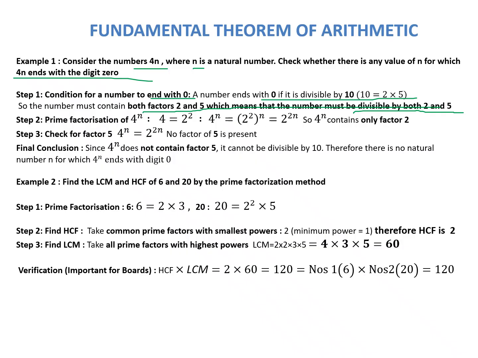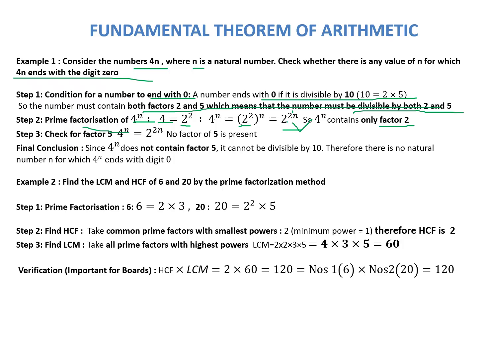Step 2: we have to do the prime factorization of 4^n. We can express 4 in the form of prime factorization as 2 into 2, because we start with the smallest prime number. So 2 into 2 is 2 squared, and 4^n can be represented as (2 squared) to the power n, which means 2 to the power 2n. So 4^n contains only the factor 2, and it does not have a factor 5, which is an essential ingredient for a number to be divisible by 10.